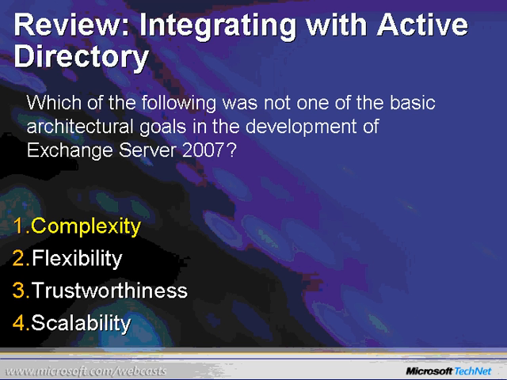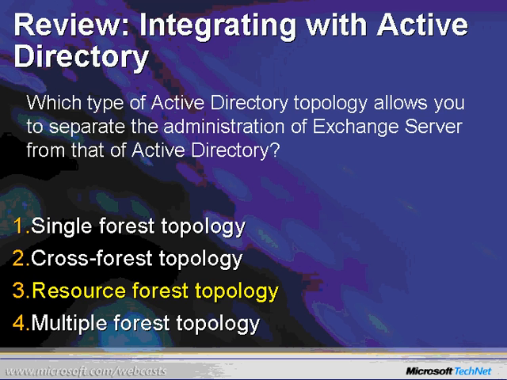When we integrate with AD, just know that we were looking at making sure it was flexible, that we had trustworthiness, so security, as well as scalability, whether we look at the fact that Exchange is 64-bit, or the fact that we have all these different roles that can scale out so that you can install Exchange on different servers to perform different tasks. We did not want to make it more complex. We wanted to make it more simple. That's why complexity was the wrong answer.